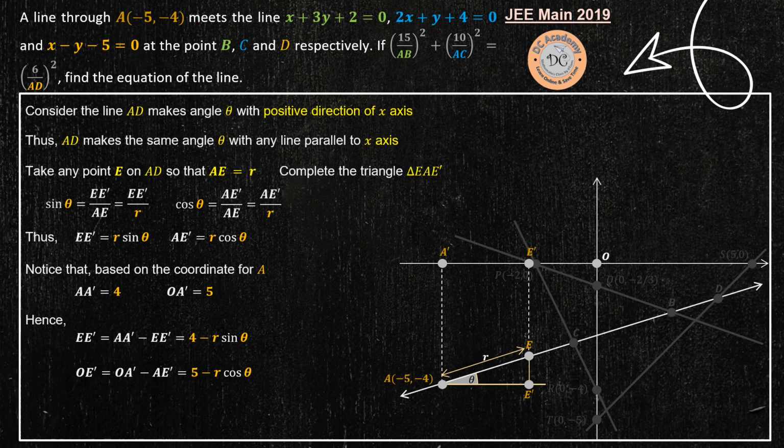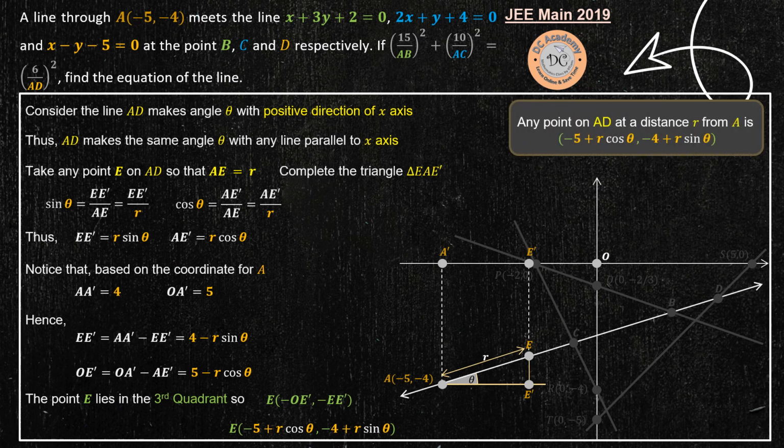Now, according to my drawing, point E lies in the third quadrant. So therefore, X and Y both should be less than 0. So we go ahead and say that E will be equal to minus OE dash and minus EE dash. If I find that out, we get the coordinate of the point E, which lies at a distance R from A. So from here, we recall that any point at a distance R from A is equal to minus 5 minus R cos theta, minus 4 minus R sine theta.